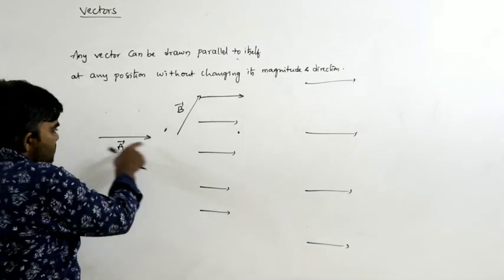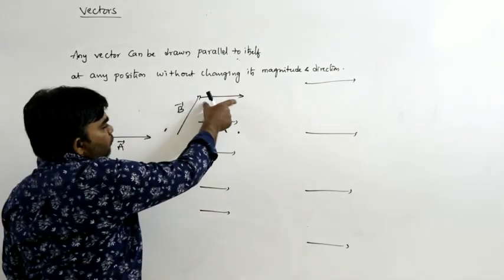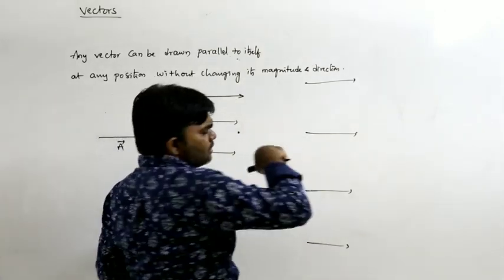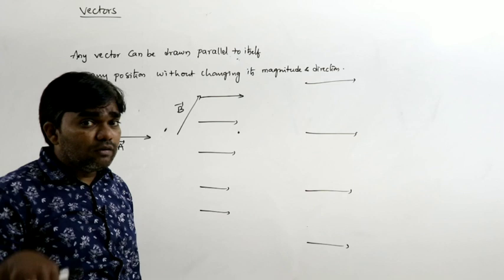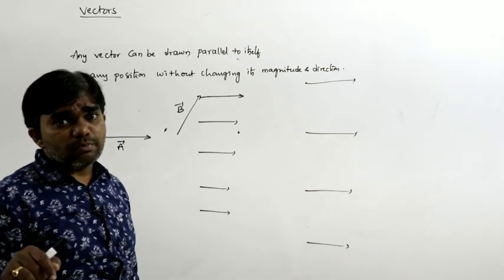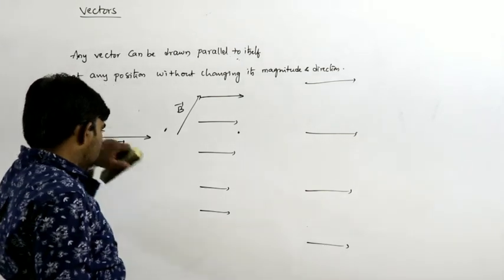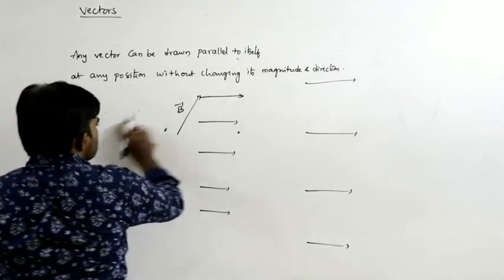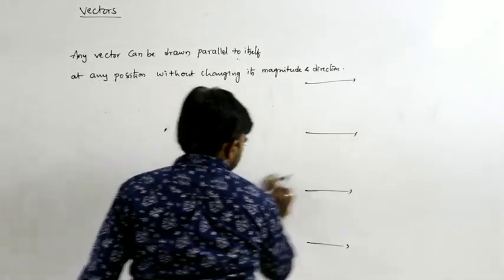See here, this is the A bar. For example, if you want to draw A bar here or here or here, any position, how can you represent that? Without changing its magnitude and direction, we can represent it anywhere.